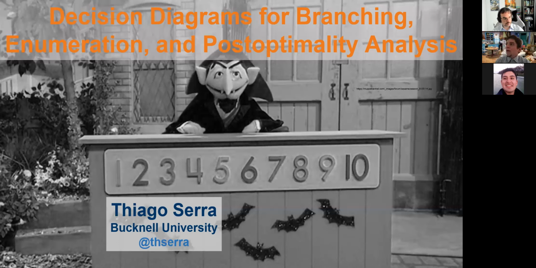So I'm going to talk to you about the idea of finding decision diagrams when you're branching to solve discrete optimization problems, especially when you're trying to enumerate solutions. And if you want to do some sort of what we call post-optimality analysis, which is when you have solved the optimization problem, but you're doing some what-if type of analysis with the solution set.